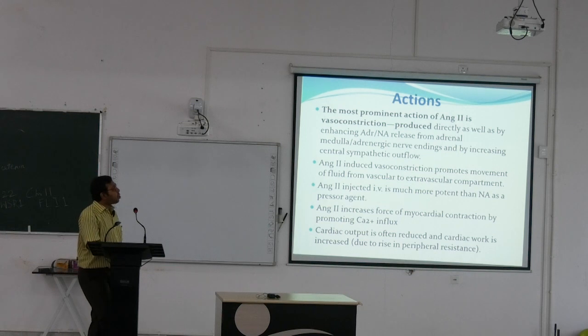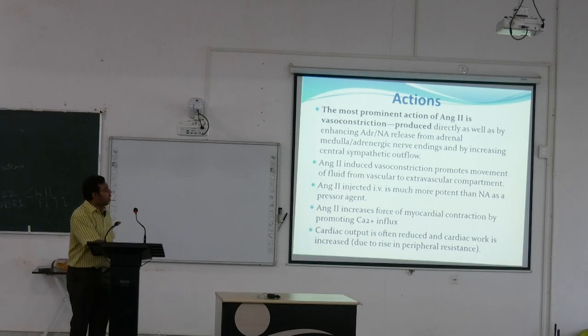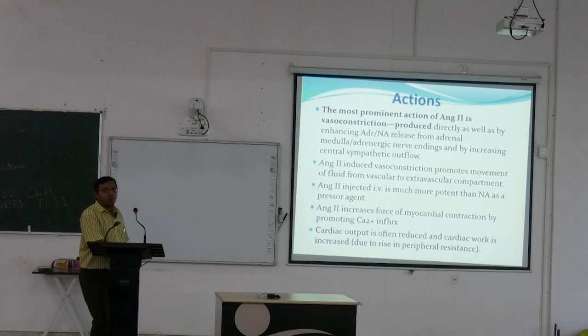The most prominent action of angiotensin 2 is vasoconstriction, that is, constriction of the vessels. If constriction of the vessels happens in different organs, accordingly different effects happen. It also enhances adrenaline and noradrenaline release from the adrenal medulla or adrenergic nerve endings, and increases central sympathetic outflow. You can see all this can increase the blood pressure. This vasoconstriction promotes movement of fluid from vascular to extravascular compartments.